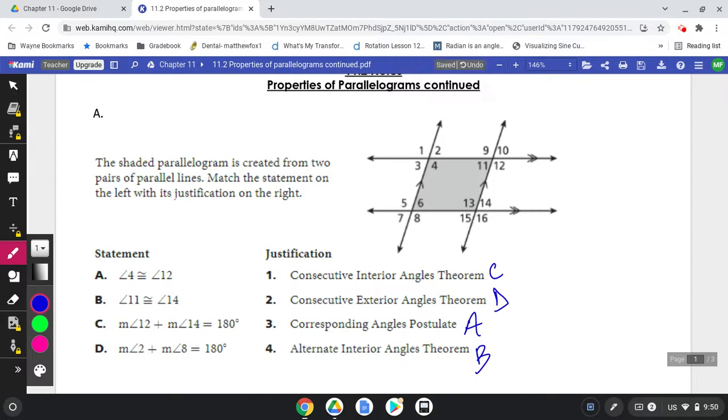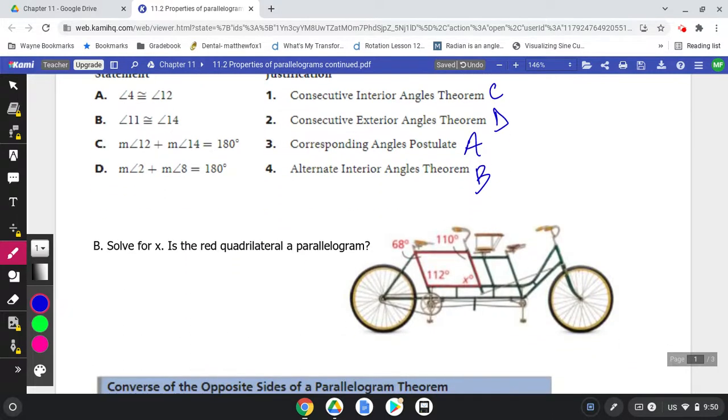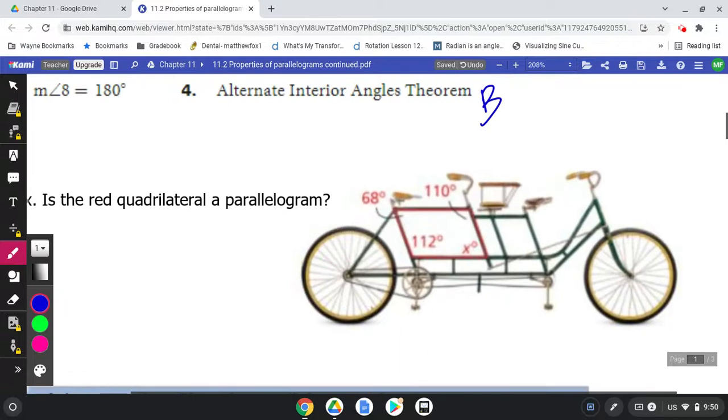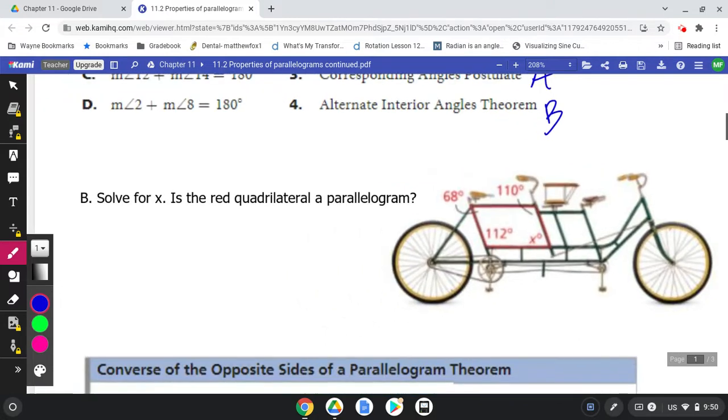All right. Now, as we were talking about parallelograms, if we look here, the next section says solve for x, and then is this red quadrilateral a parallelogram? So if we look here, maybe it's a little hard to see, but if we zoom in, the quadrilateral right here, we know it's a quadrilateral because it has 4 sides. So 1, 2, 3, 4. And it asks, is it a parallelogram?